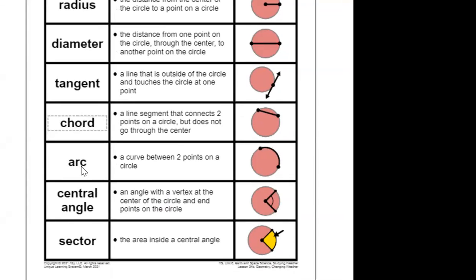Our next word is arc. An arc is a curve between two points on the circle. Central angle is an angle with a vertex at the center of the circle and endpoints on the circle. So it's an angle coming from the center and ending on the sides of the circle. And then the sector is the area inside the central angle.